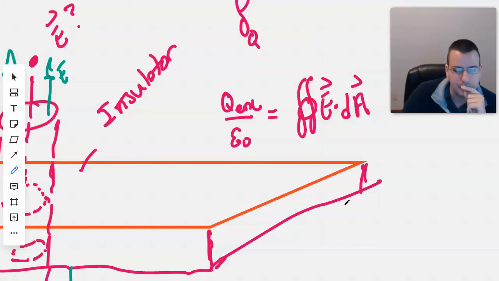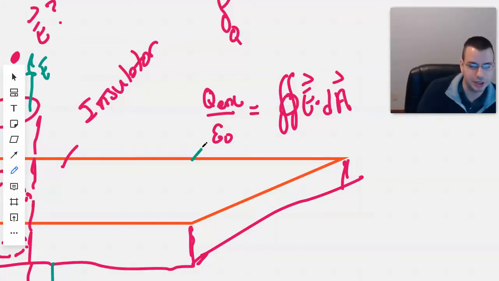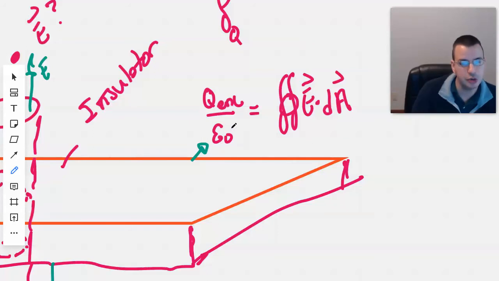Okay, so let's start figuring this out. I'm going to start with epsilon naught. We know that it's a constant. Check. Awesome. Q enclosed. Do I want to do that? Okay, let's do Q enclosed.